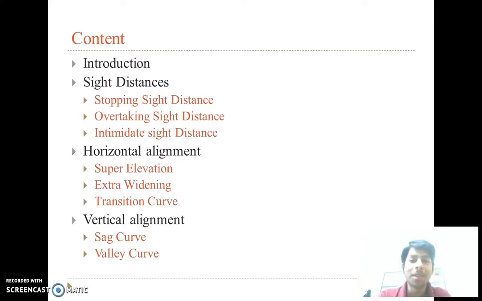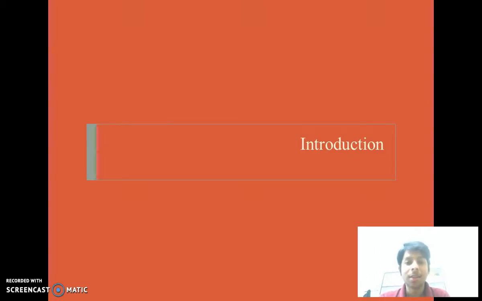So the content of our presentation is introduction, sight distance. In this sight distance there are three various kinds of sight distances. Then we'll talk about horizontal alignment, then vertical alignment. So starting with the introduction.